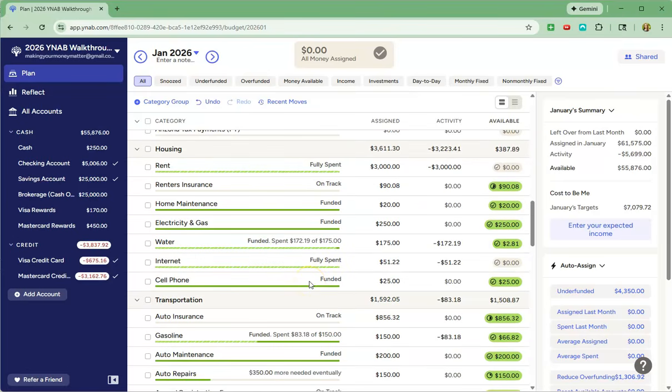My housing categories are pretty straightforward. So my big expenses here are rent. Sadly, my rent is actually higher than this example, and then electricity. Water can also be a little bit expensive living in Arizona, and I do have a pool where I'm living.